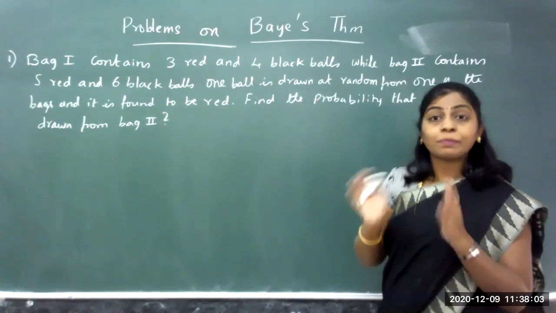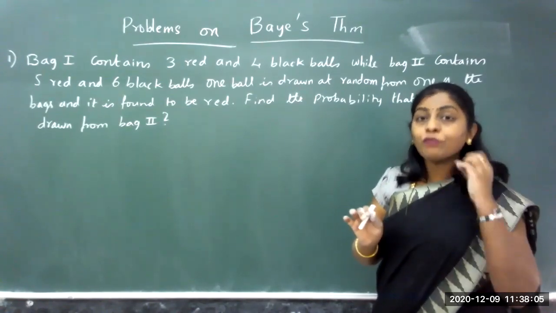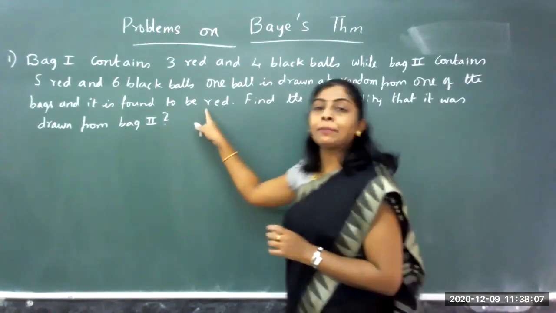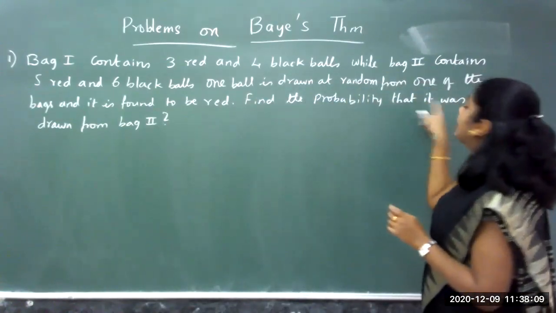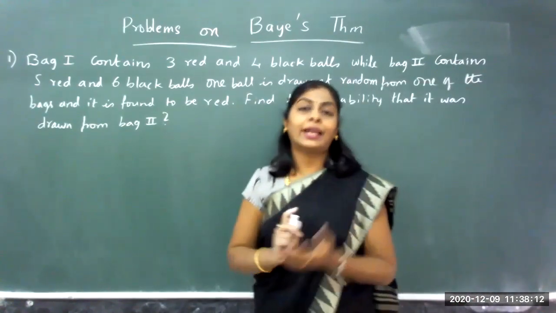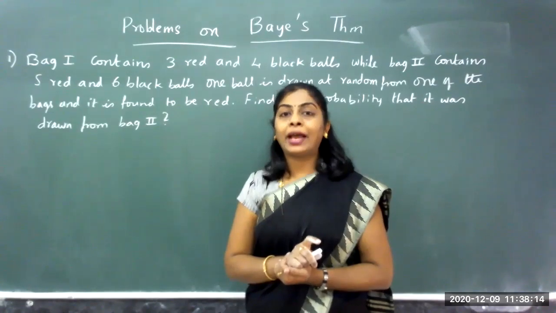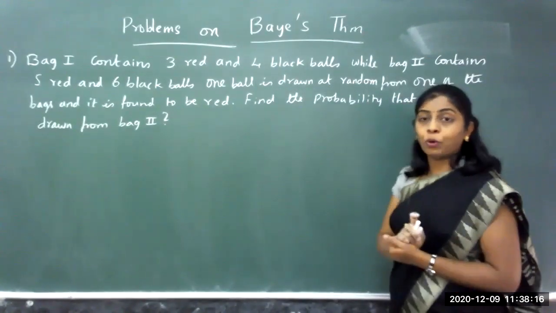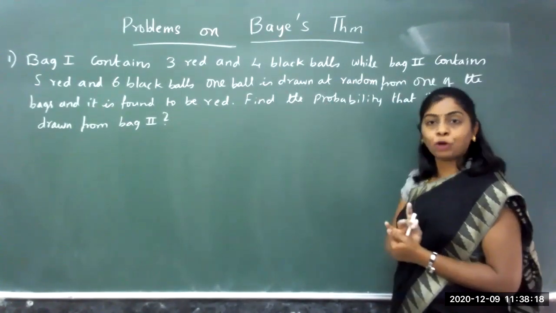There are balls of two colors, red and black, but the ball we draw from the bags is red. Find the probability that it was drawn from bag 2. That is, from the second bag we have drawn the red ball, and that is the probability we have to find.